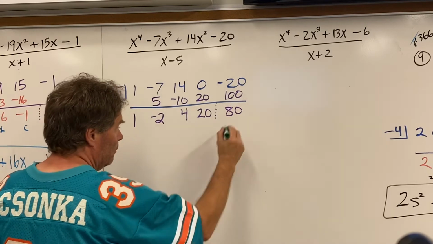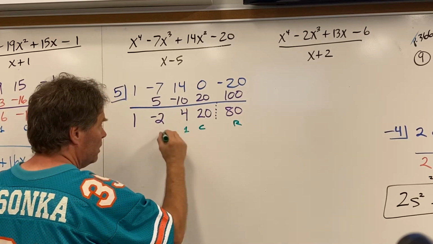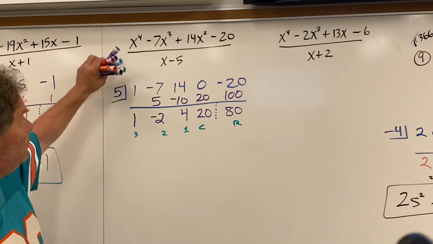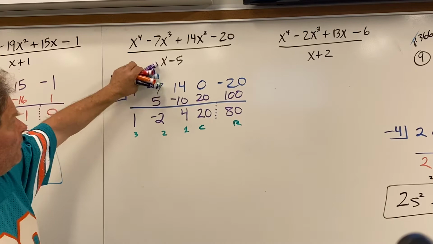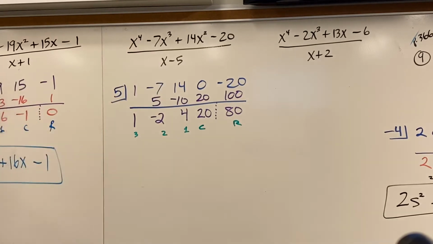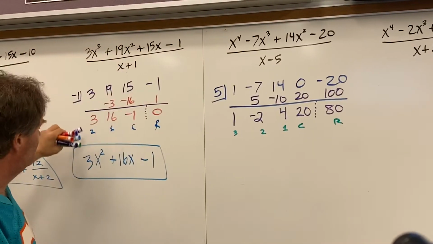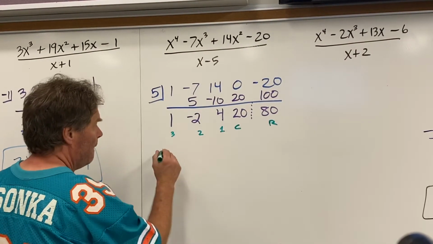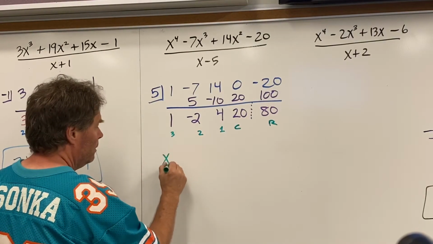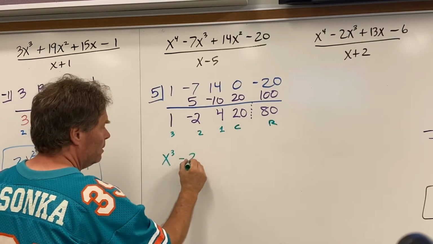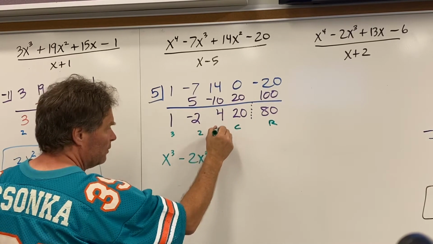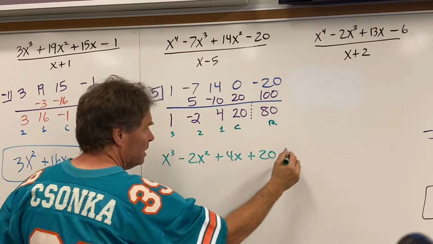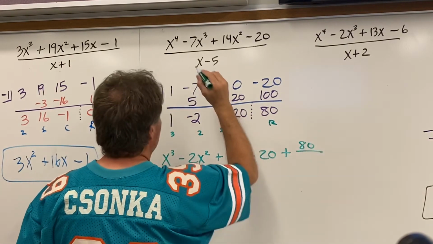And it's going to be remainder, constant, first power, second power, third power. This one goes all the way up to x to the third. That makes sense because this is a fourth degree divided by a first degree, which would be third. Here we had third divided by first. That knocks it down to a second. So it makes sense. So here's what the answer would look like. 1x to the third minus 2x squared plus 4x to the first plus 20 plus 80 over x minus 5.